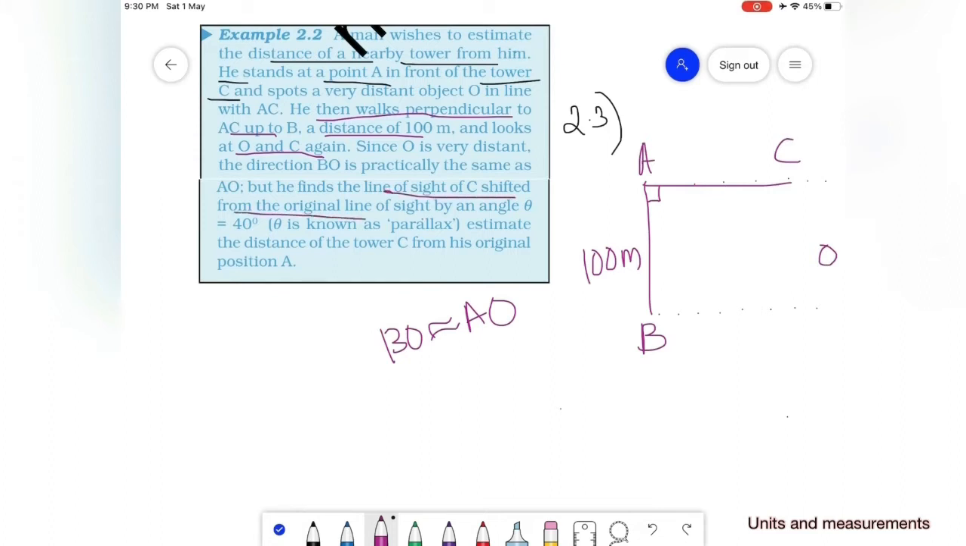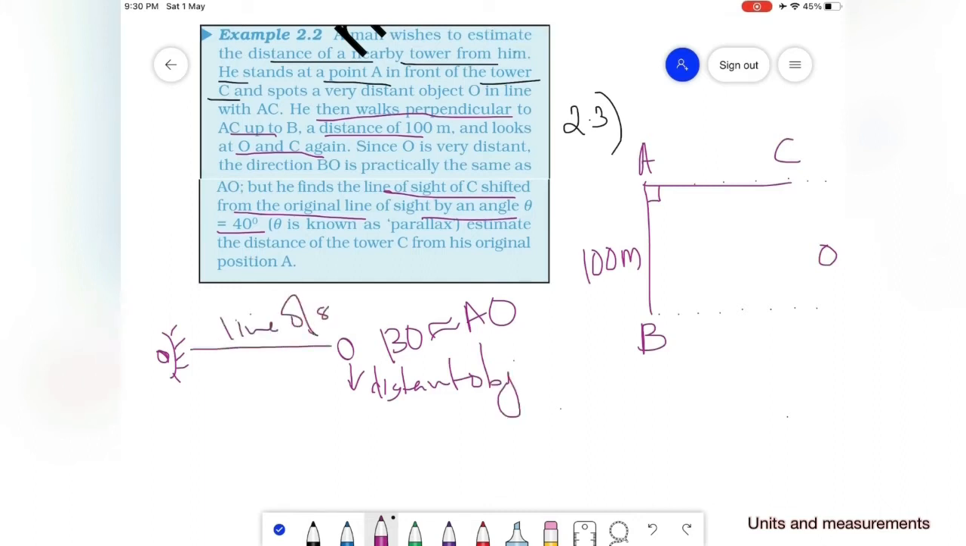But he finds the line of sight of C shifted from the original line of sight by an angle theta. So what is the line of sight? The line of sight is the line between the observer's eye and a distant object. The line between them is known as the line of sight.